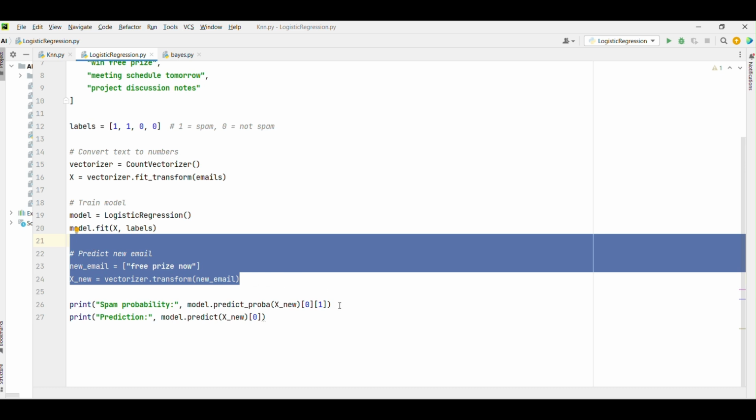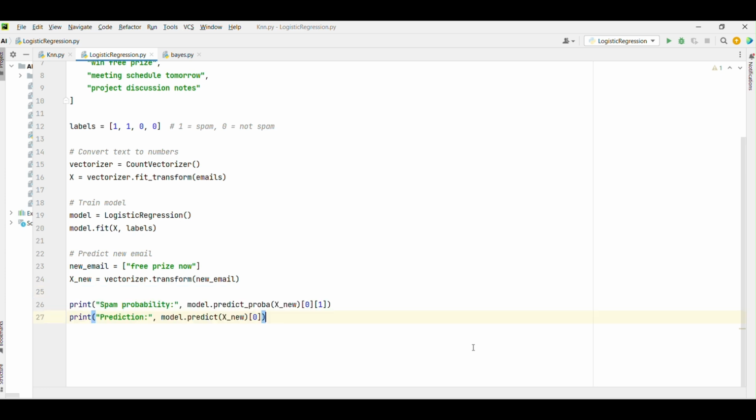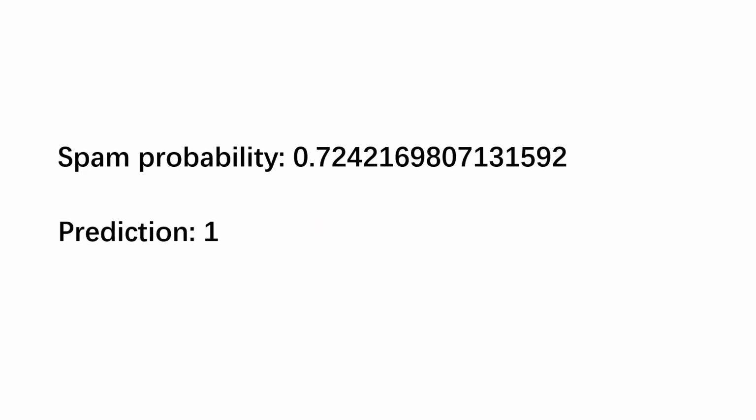After training, we test the model with a new email, free prize now. We convert this new email into the same numerical format using the same vocabulary, ensuring consistency. Then the model evaluates this input and calculates a probability. It gives us a number between 0 and 1, representing how likely the email is to be spam. Finally, the model makes a decision. If the probability is high, typically above 0.5, it classifies the email as spam. Otherwise, it labels it as not spam. After I clicked run, the result came out.